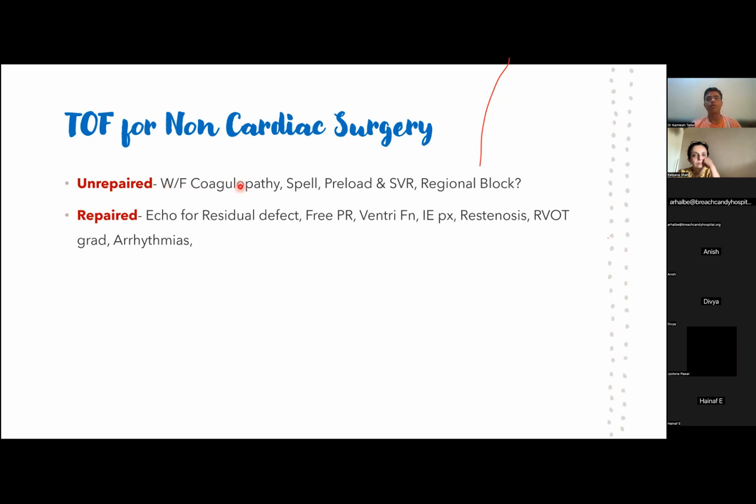So check about coagulopathy also, check about spell history, check about preload and SVR, and then think about regional block when you are going for unrepaired TOF for non-cardiac surgery.